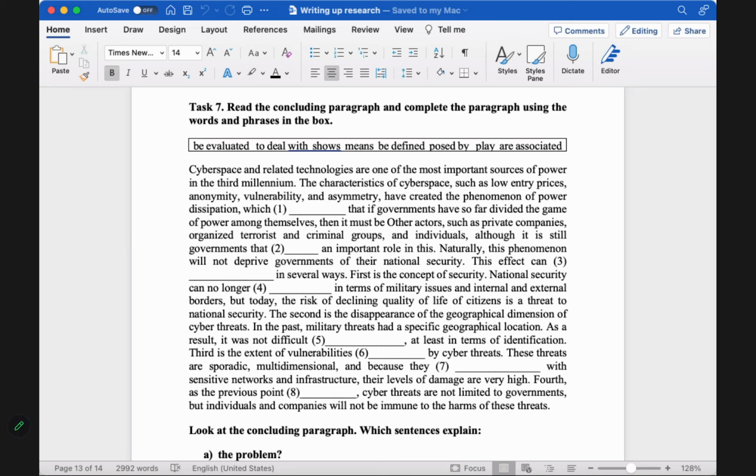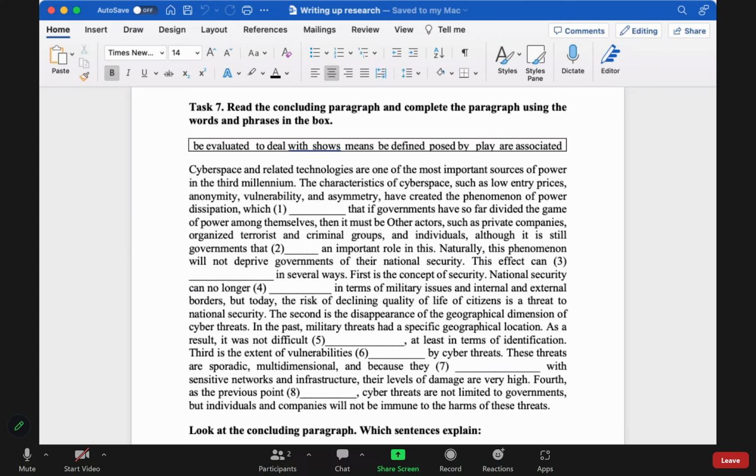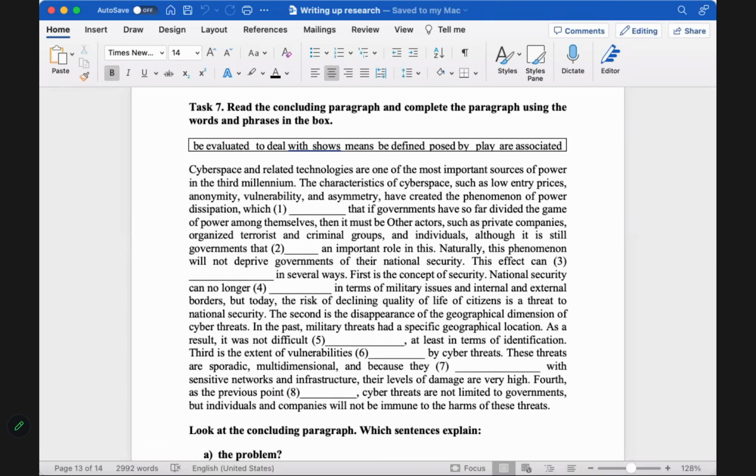Okay. I think very good start. Cyberspace and related technologies are one of the most important sources of power in the third millennium. The characteristics of cyberspace, such as low cost, anonymity, vulnerability, and asymmetry, have created the phenomenon of power dissipation, which shows that if governments have so far divided the game of power among themselves, then it must be other actors such as private companies, organized terrorist and criminal groups, and individuals. Also, it is still governments that play an important role in this.